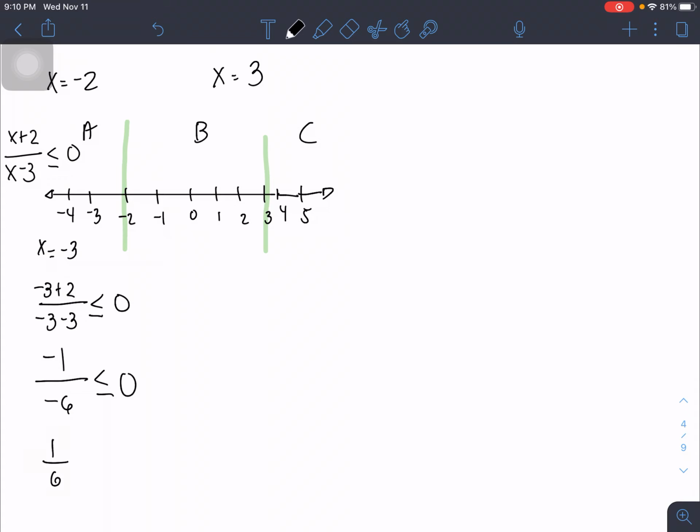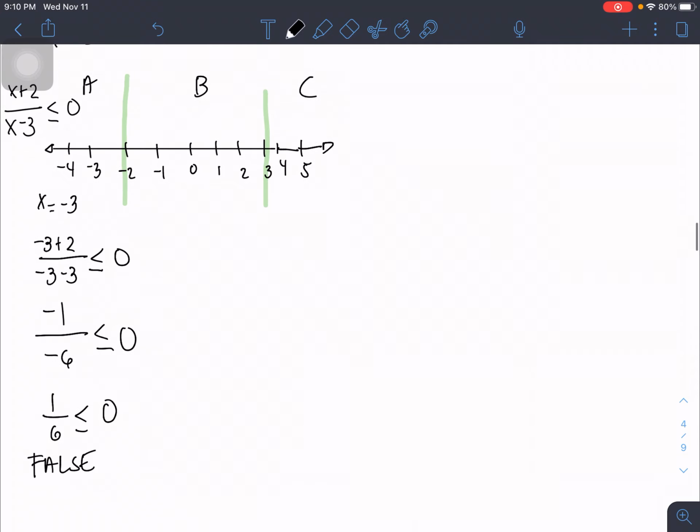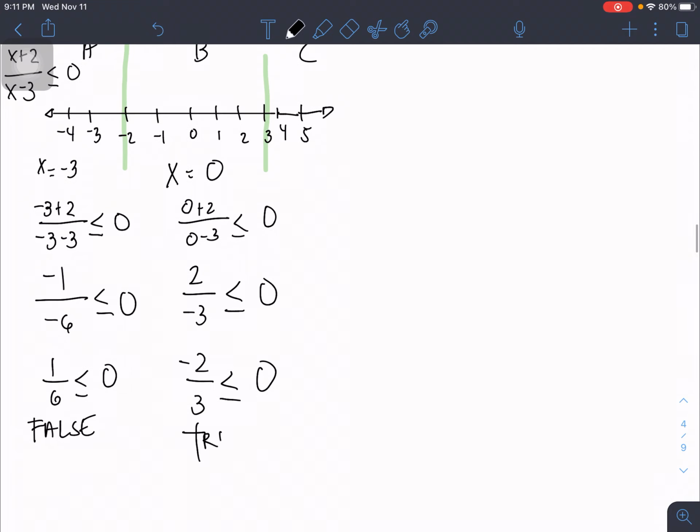So this will be 1/6, less than or equal to 0, which is not true. So this will be a false argument. 1/6 is not less than 0. So you will not be having a value lying at region A. So let's try to prove region B. Pick a number, I'll be choosing 0. x is equal to 0. So (0 + 2)/(0 - 3) is less than or equal to 0. So this will be 2 over -3, and -2/3 is less than 0.